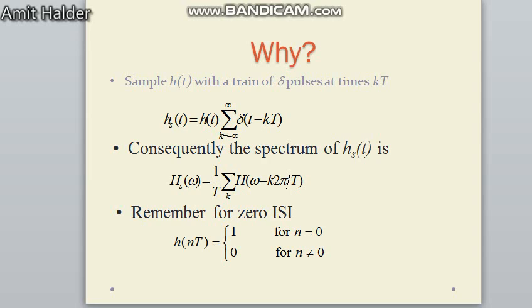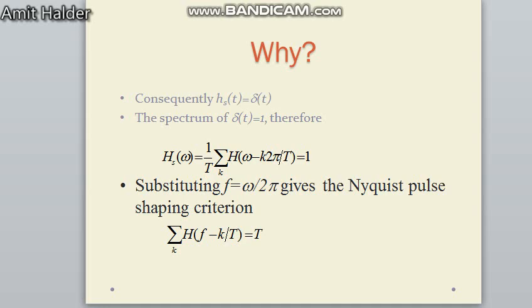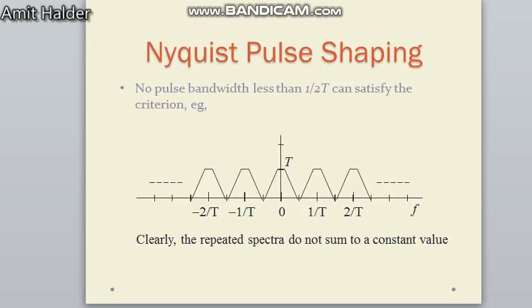That is propagation. Another thing is that if Hs(t), the masking, is the delta t, as you can see in the previous one, the spectrum will be 1 and you can get Hs(omega) equal to 1. So substituting omega by 2 pi f gives the Nyquist pulse. Just substitute f with omega, as you know omega is equal to 2 pi f. Replacing the value, you will get the total period of time, and the pulse shaping takes place like that.